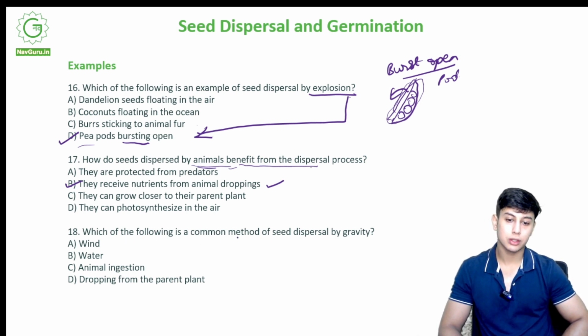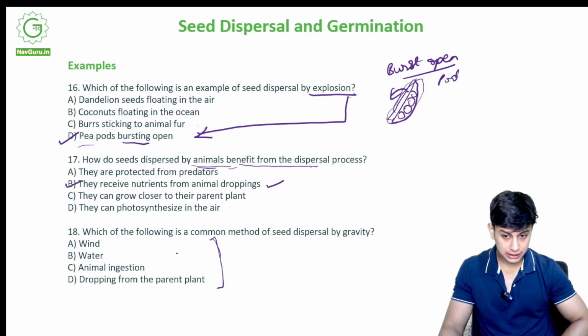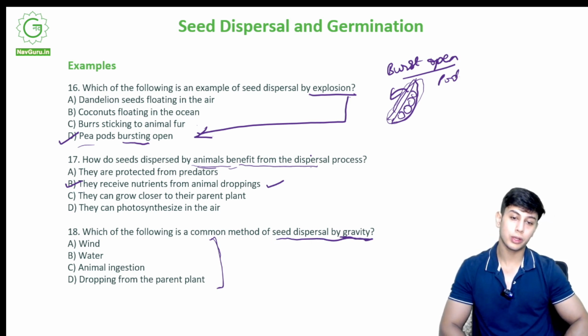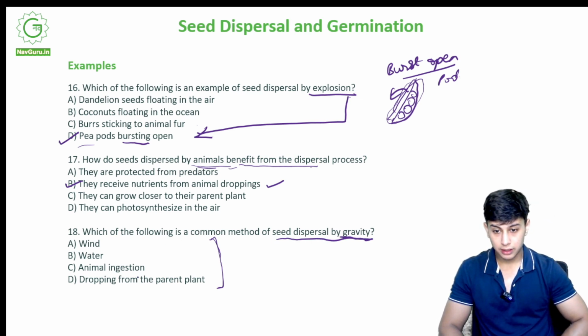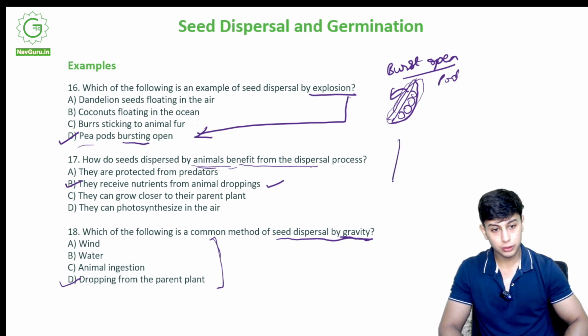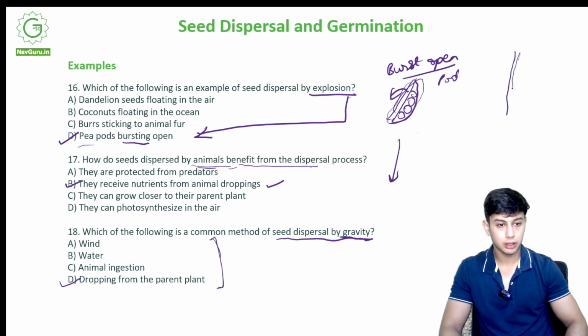Which of the following is a common method of seed dispersal by gravity? Now, out of these, which one is by gravity? Wind, water, animal ingestion, dropping from the parent plant. Where is gravity playing a role to transport the seed? Is it dropping from the parent plant? Yes, it is dropping from the parent plant. Drop means to go down, right? Dropping.